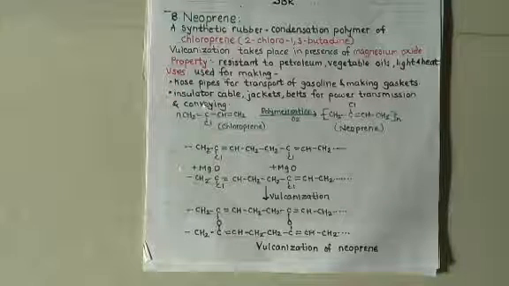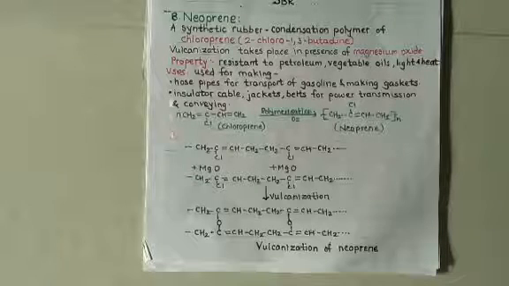What is the property? Neoprene is resistant to petroleum, vegetable oils, light, as well as heat. It is used for making hose pipes for transport of gasoline and making gaskets. Also used for making insulator cable jackets, belts for power transmission and conveying belts.